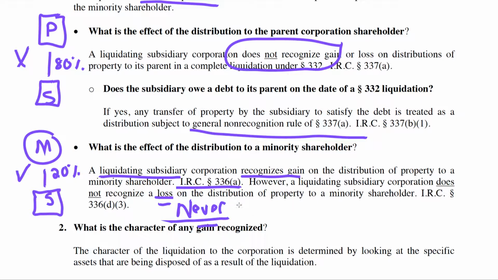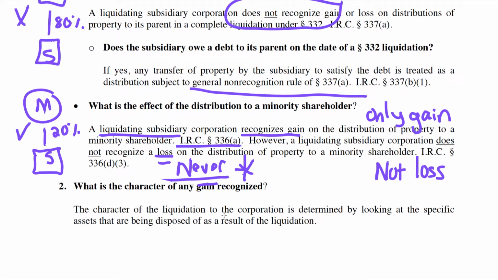And that's because of an anti-abuse rule. This is very important. So in this transaction, only gain. Only the subsidiary can recognize gain, but not loss, when you're dealing with the minority shareholder. Never a loss. Okay? If it's a loss, it's going to be the anti-abuse rule and the loss is not going to be recognized. What's the character of any gain recognized? It's going to be looking at the specific asset, just like we saw in the general checklist. So we look at the specific asset.